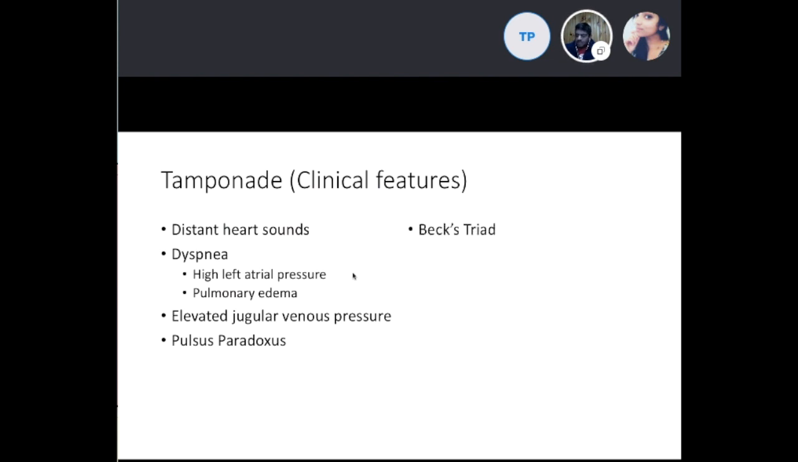And Beck's triad. Can anybody name the Beck's triad for tamponade? JVP. Okay, yeah, elevated JVP. One more. So you get distant heart sounds, elevated JVP, and hypotension. I've kind of learned that this only occurs in trauma, but it's not necessarily true. You can see Beck's triad in all cases, but you'll probably see it more in cases of trauma.